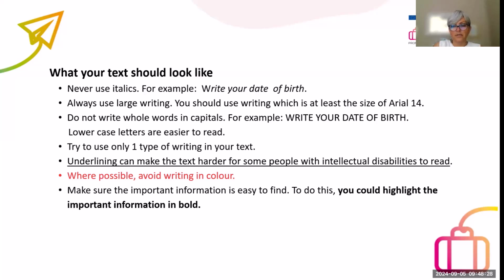Avoid colors. If we want to underline something or show that something is important, we put the information in bold. And in this way, we highlight the piece of information and try to make people understand that this is something that is important and we want them to focus on it and remember.